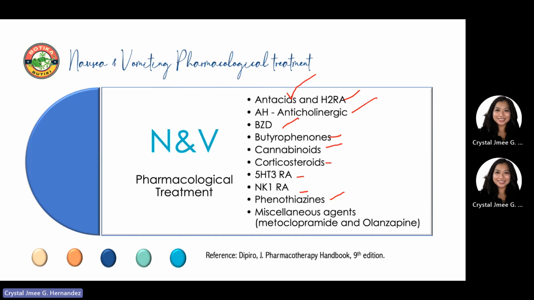And then we also have other miscellaneous agents in the form of metoclopramide. As we all know, this is a very common antiemetic, especially for patients with gastroparesis, diabetic gastroparesis, and in most common nausea and vomiting, and of course olanzapine.